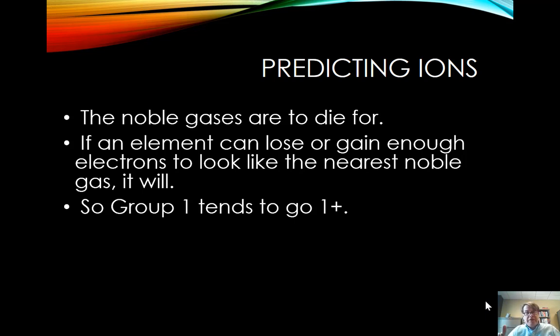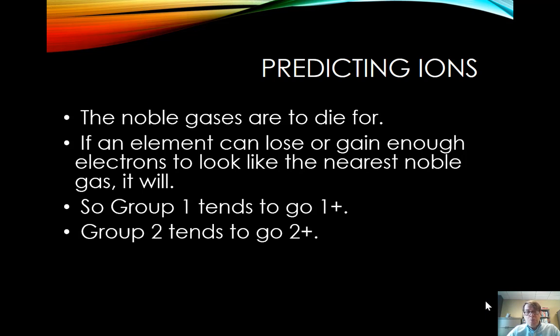As we're going to find out as we go in chemistry, the electrons arrange themselves in shells and subshells. And so if a sodium, which is in group 1, or a lithium, which is in group 1, can lose that lone electron that it has, group 1 means it has one valence electron, one outer electron. If it can lose that electron, then it'll look like a noble gas, and it will be at peace. So group 1 tends to go positive 1.